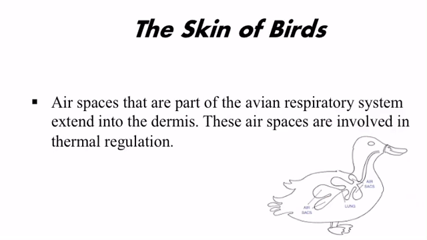Air spaces found in the hypodermis connect with air sacs of the respiratory system to enhance the ability to fly. Birds do not have sweat glands. To lose heat, they depend upon evaporation of water from the surface of their lungs and air sacs. Evaporation turns liquid water into vapor. The rate of evaporation increases with higher temperatures.